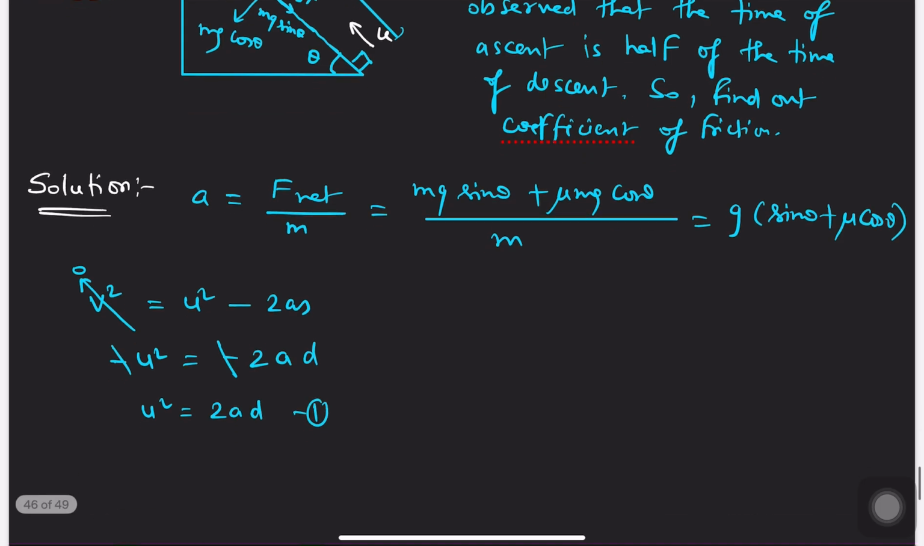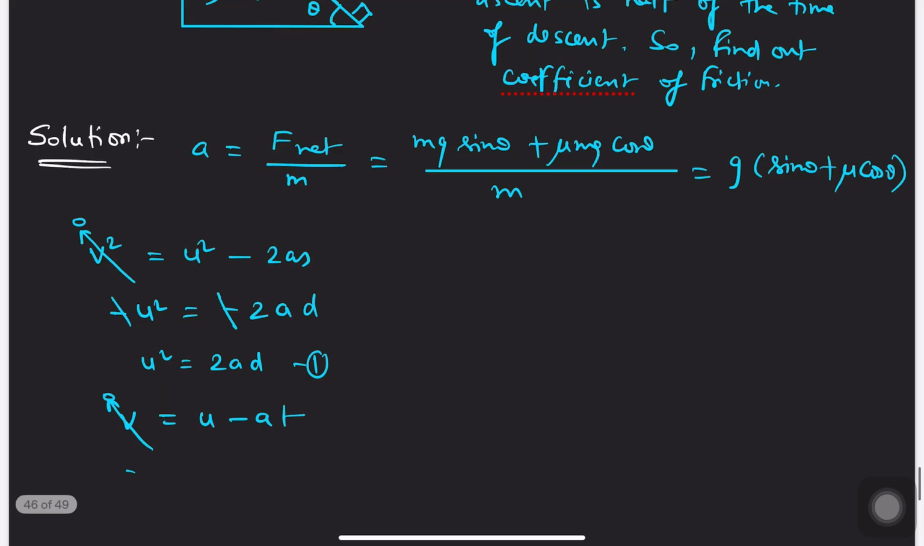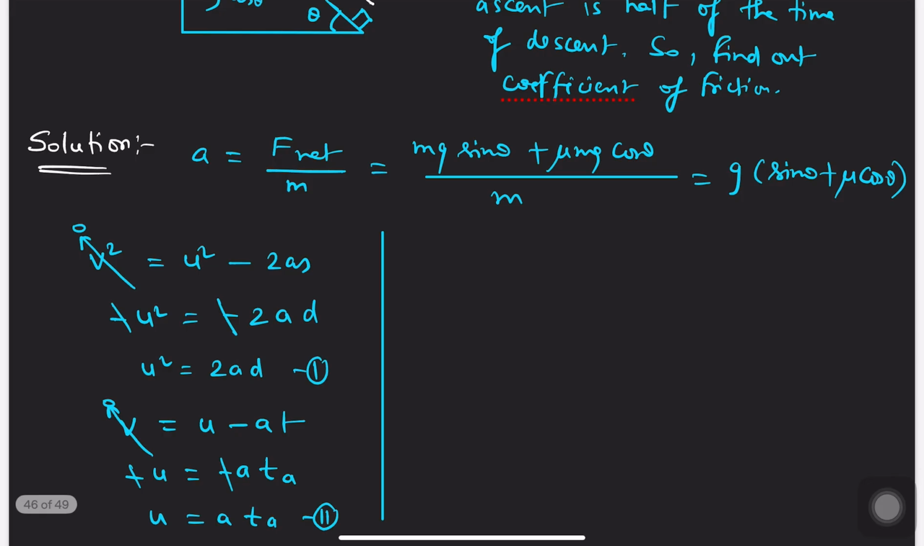Second equation, we can also write for the time of ascent: v is equal to u minus at, because it is going up, so the final velocity is 0. So minus u is equal to minus a times the time of ascent. This also cancels. So u is equal to a into t_a, equation number 2. Now let me write this a as a1, the acceleration during the time of ascent.